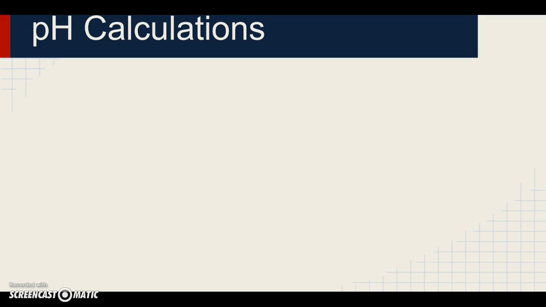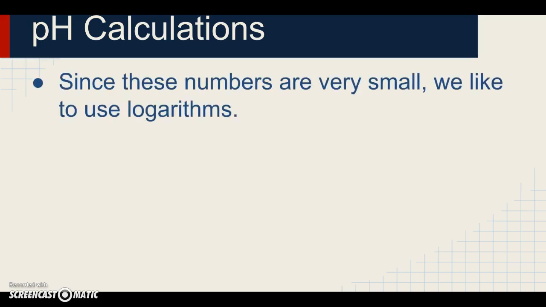1.0 times 10 to the negative 14th. This is a very small number. So as we saw in class, a good way that we can express a number that's either really big or really small is in terms of logarithms. Since the numbers are very small, we'll use logarithms. Logarithms, you'll remember, express things as a whole number value rather than as a power of 10.